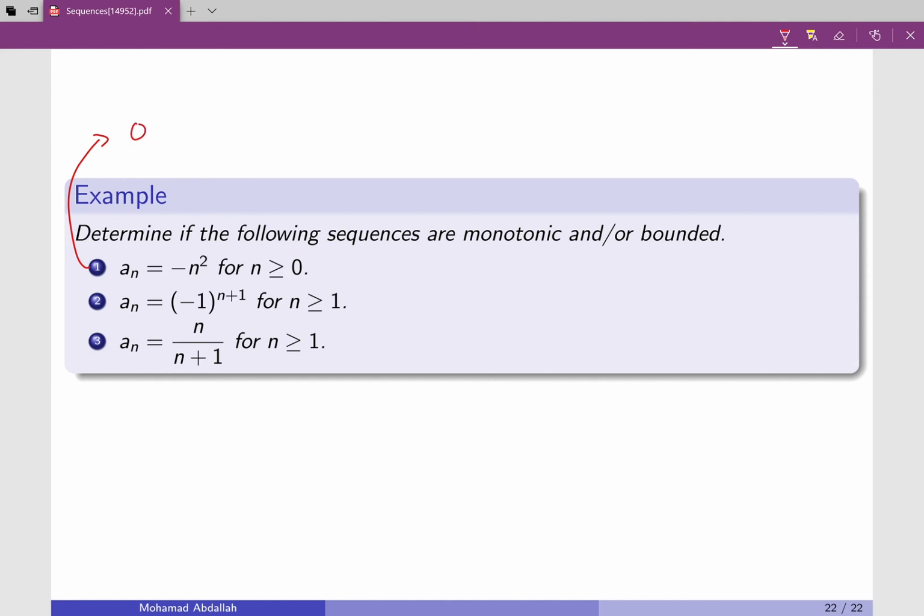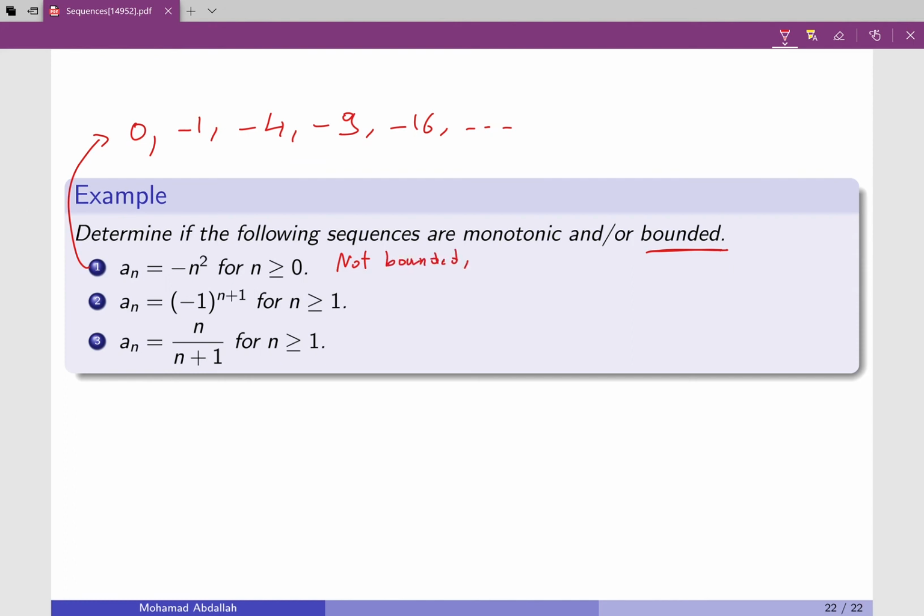be 0. Then I'm going to have minus 1, then minus, because remember the minus here is outside, then minus 4, then minus 9, then minus 16, and so on. So you can see the pattern here. Is it bounded? No, it's not bounded. Maybe it's bounded above by 0, but it's not bounded below. So I cannot say that it's bounded. Okay, so a_n is not bounded.